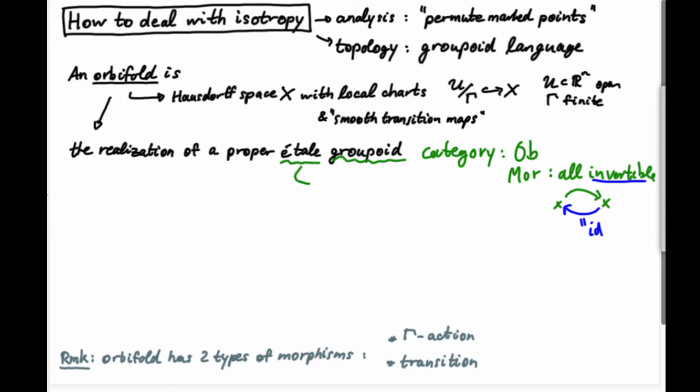So let's see. Étale means in this setting that the space of objects and the space of morphisms are both smooth manifolds, finite dimensional, usually not compact, and all structure maps are local diffeos.